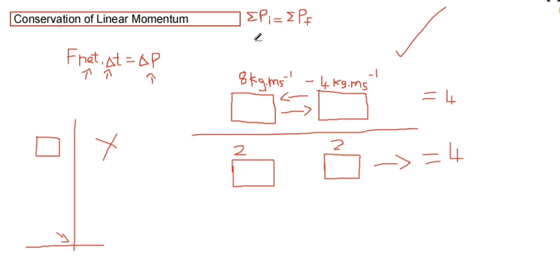So you could use this formula which goes sum of momentum initially is equal to sum of momentum finally. You will find questions where we practice using this formula in later videos in this section. So look out for those practice videos which are further down in this playlist.